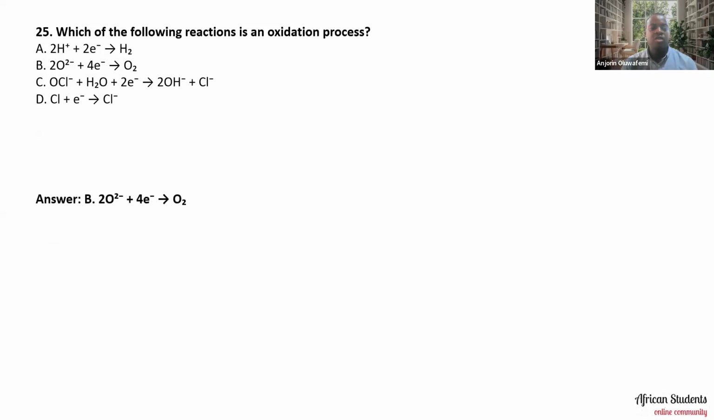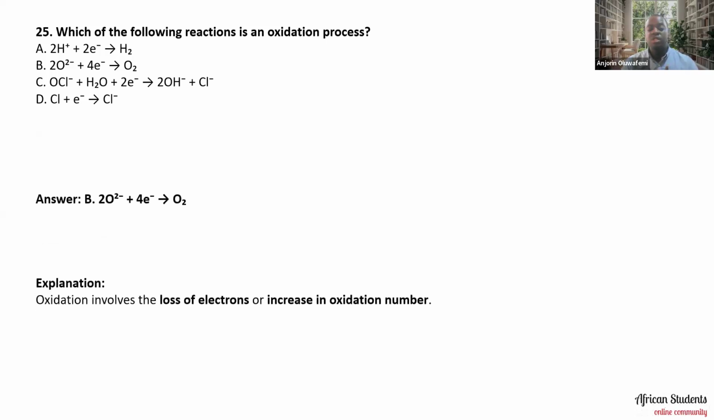So the right answer is option B. The reason is because oxidation involves the loss of electrons or an increase in oxidation number. And you can clearly see this in our option B. There's a loss of electrons and then there's an increase in oxidation number. How did we know? Look at it. Oxygen there is moving from like minus 4 or minus 2, it's about to go up to 0, and then there's a loss of electrons.